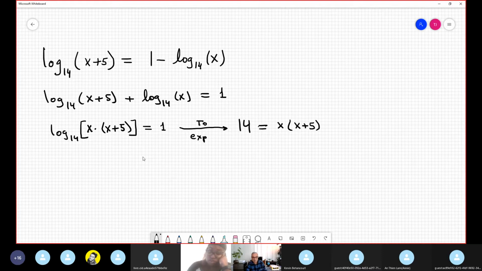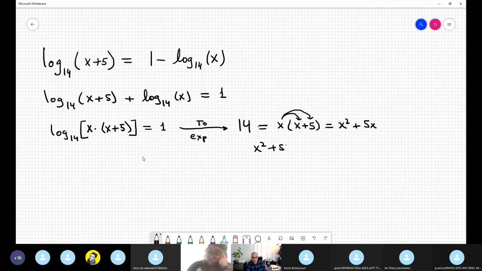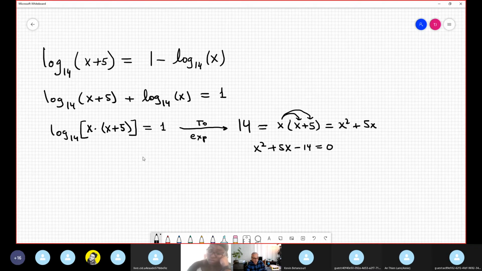Okay, this is my new equation. Actually, it's not exponential, it's a quadratic equation, because you apply the distributive property: x squared plus 5x. I try to manipulate it, putting it in standard form: x squared plus 5x minus 14 equal to 0. Wow, fantastic. I like that.